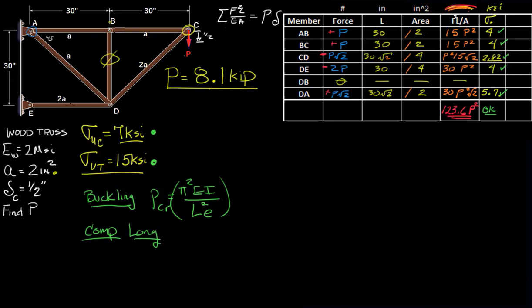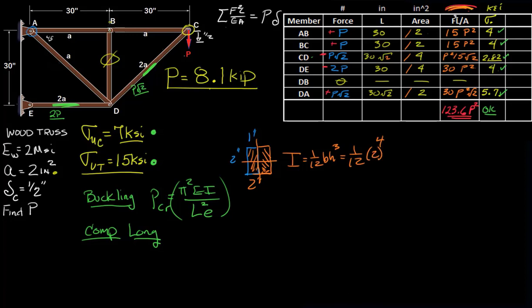So if we take a look at that, we have 2 that are in compression, ED and DC, and those just happen to be the members that are double the size, and all the members in here are made from 1" by 2" wood, and those specific members were doubled up to be 2 by 2. So the I then, and we want I minimum here, it's 2" by 2", it's a square. So I will be 1/12 BH cubed, which will be 1/12 times 2 to the 4th, which will be 16/12 or 4/3 inches to the 4th.